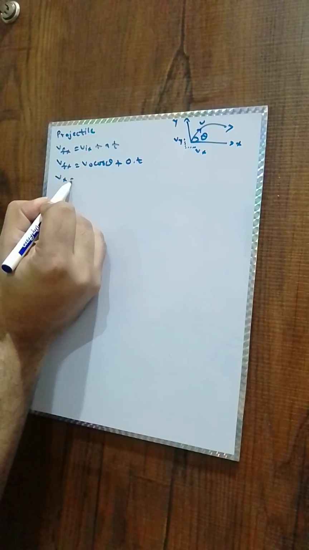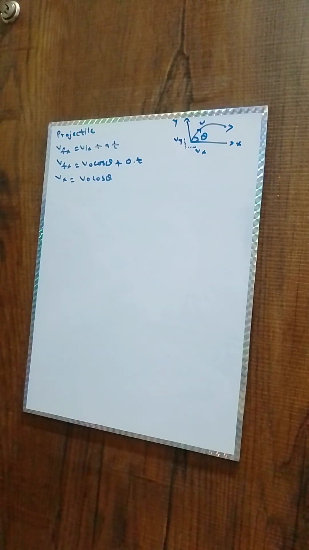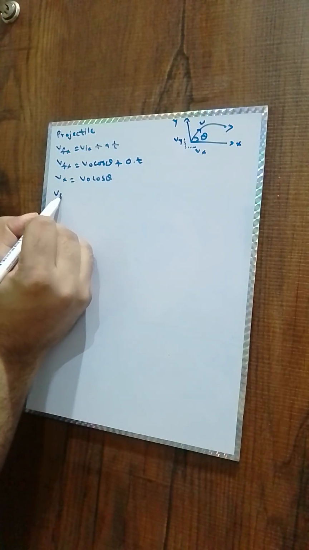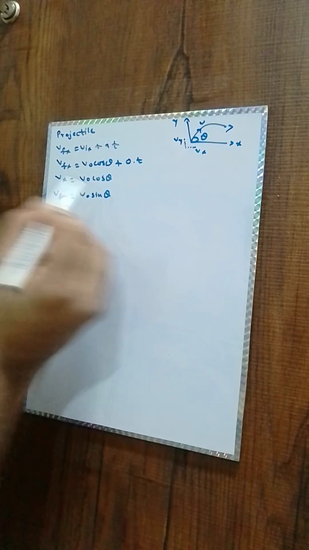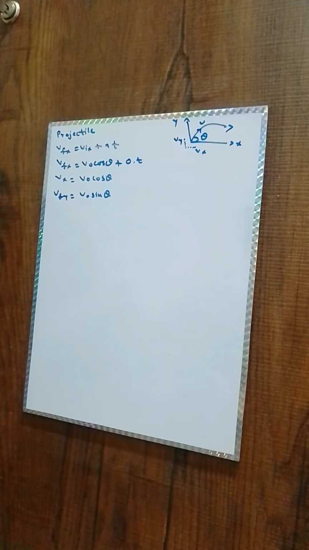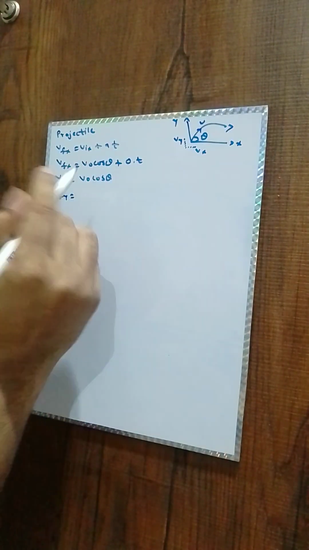So Vx in general, on the x-axis, is V naught cos theta. V naught is the initial velocity. Vy is equal to V naught sine theta. Now we're considering incorporating the vertical aspect, plus Ayt.